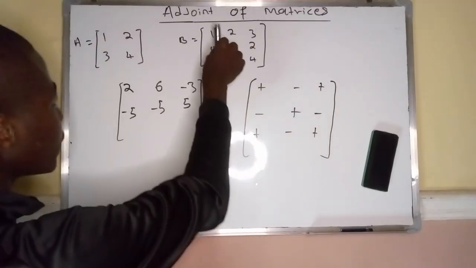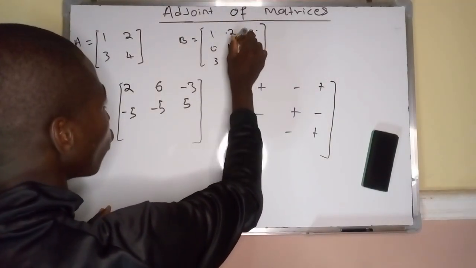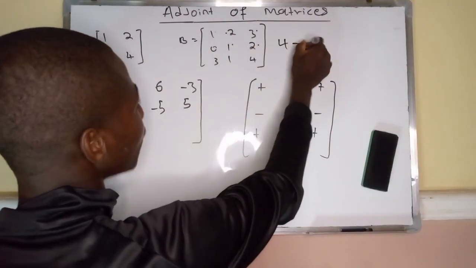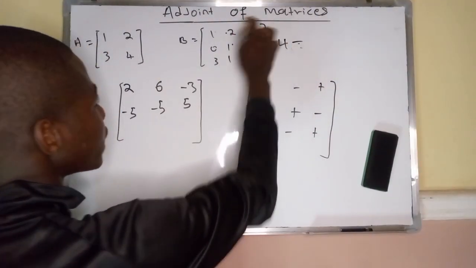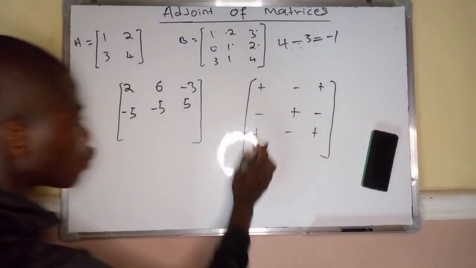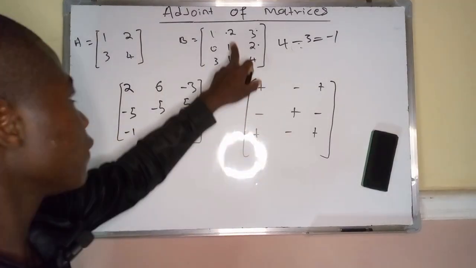Let me find the minor of 3. To find the minor of 3, you delete this, you delete this. I'm left with 2, 3, 1, and 2. 2 multiplied by 2, which is 4, and therefore minus 3 multiplied by 1, which is 3, and therefore it is equal to minus 1 multiplied by positive sign, which is minus 1.